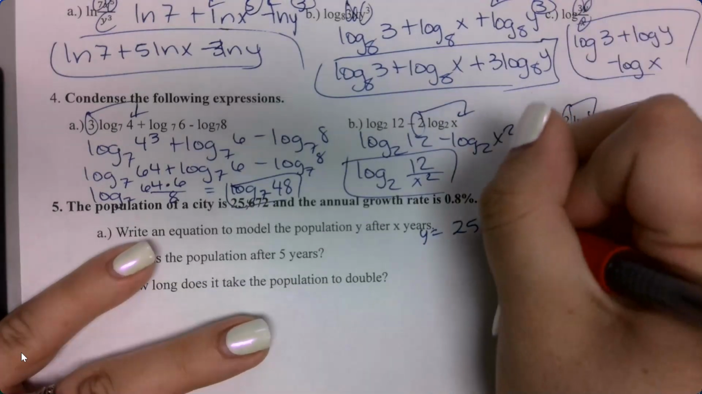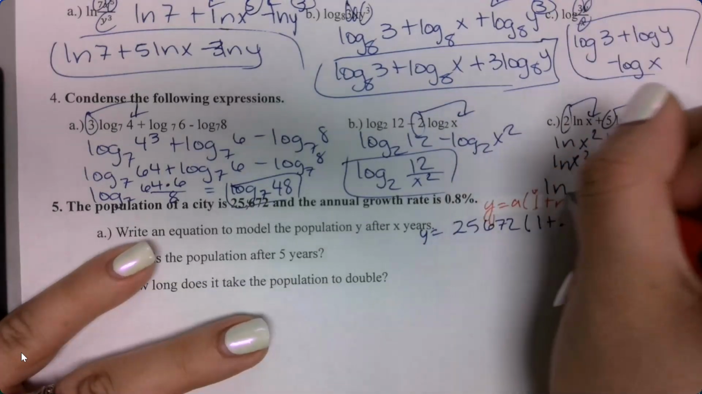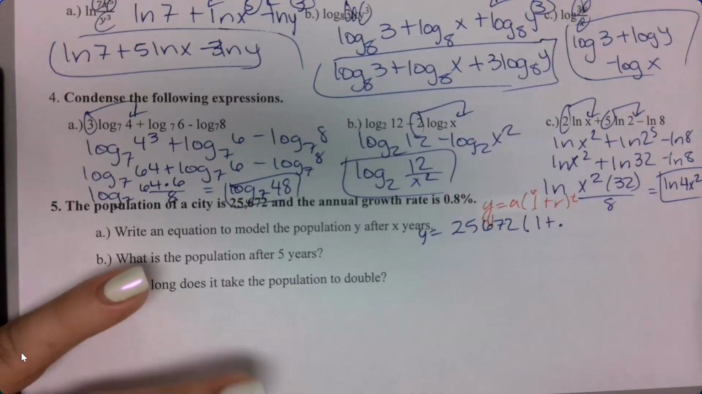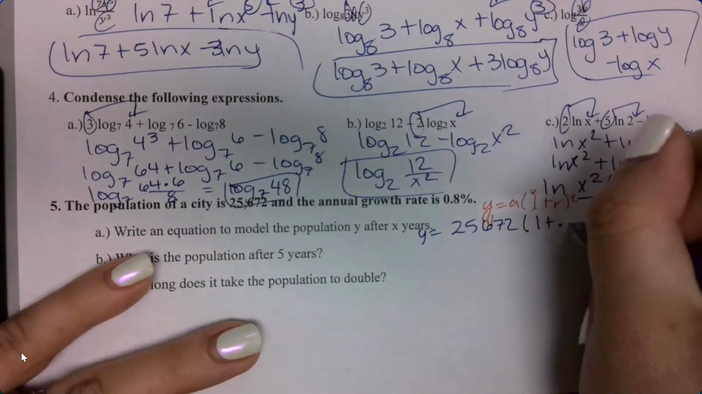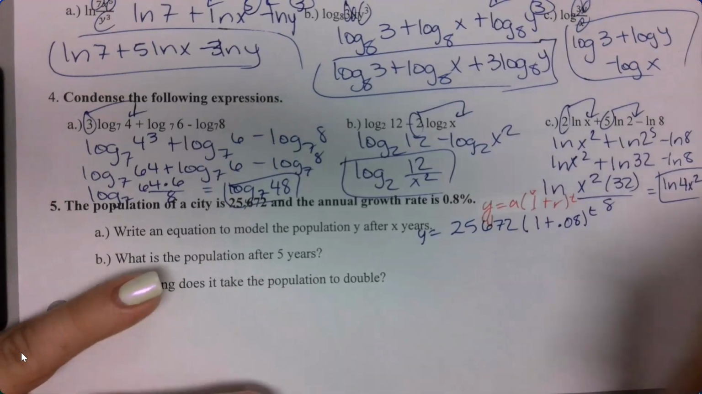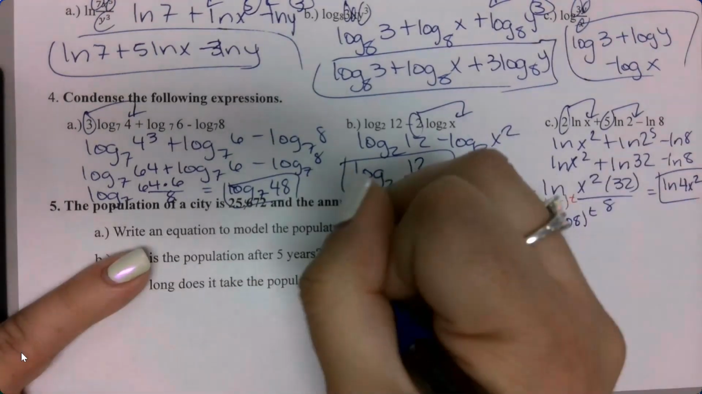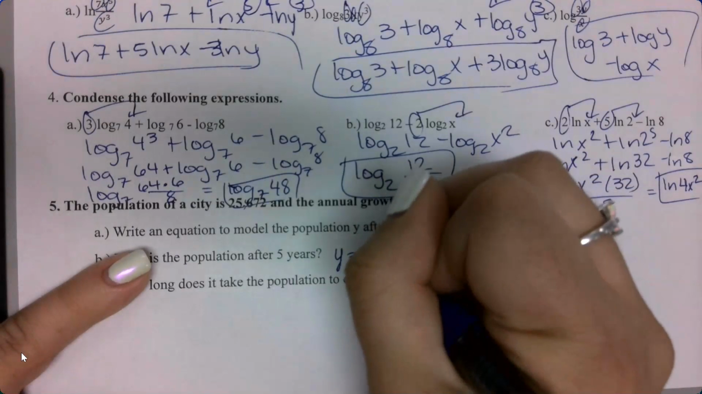This one is y equals a times 1 plus r to the t. If it was decreasing, I'd subtract r. Plus 0.008 to the t. What's the population after 5 years? So I'm going to plug in 5 for my t.